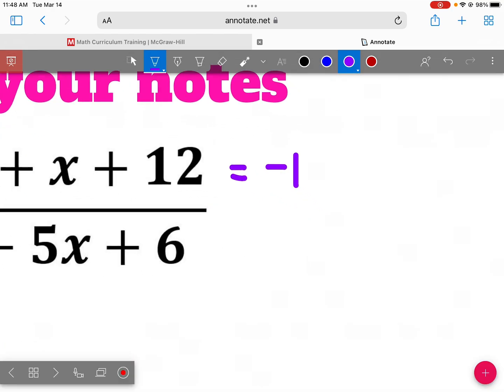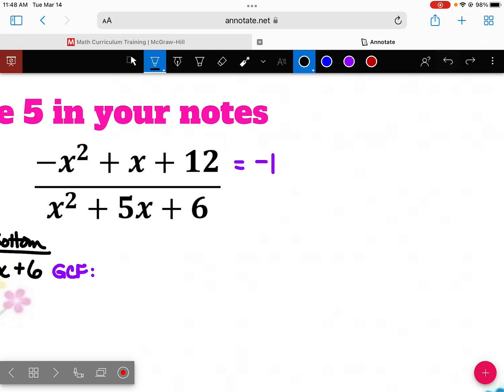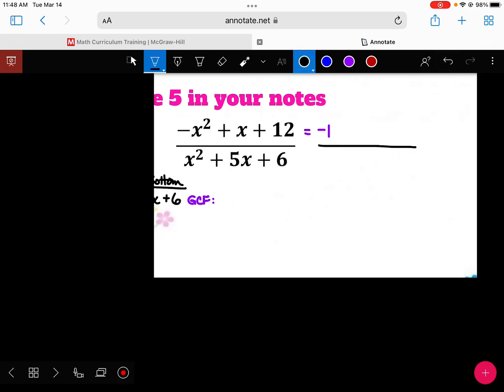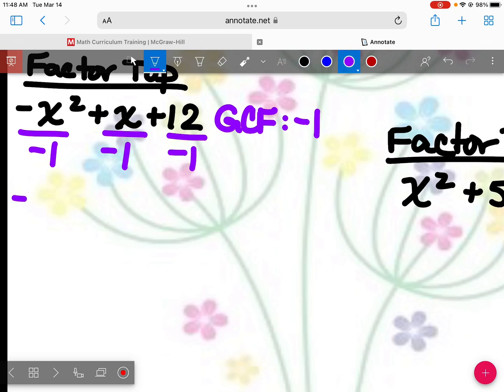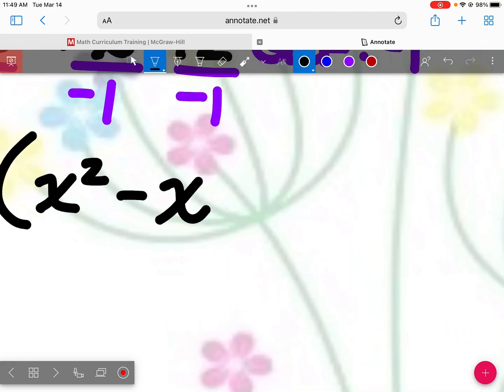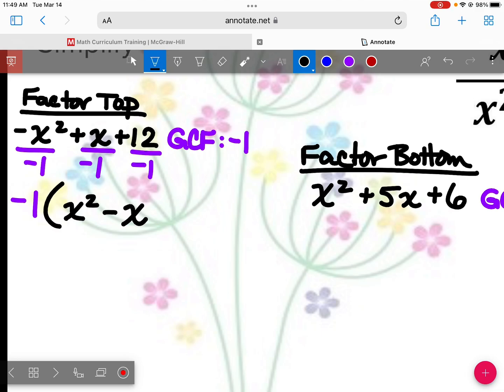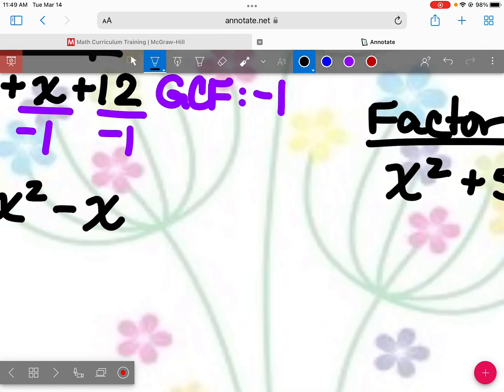So that negative 1 goes up on the top of this fraction. It's going to be part of my factored form here. What would I have left over if I take negative x squared and divide it by negative 1? I'm just going to have a positive x squared. Is my A positive now? Yes. Now I'm going to be able to factor it. What is x divided by negative 1? Negative x, so minus x. What is a positive 12 divided by negative 1? A negative 12.